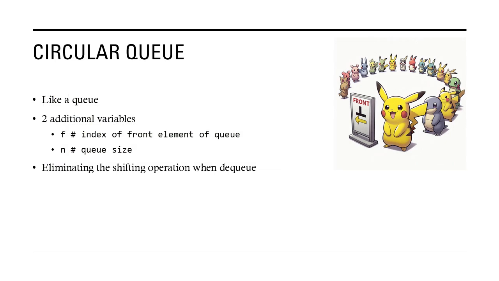A circular queue is just like a regular queue, but it does not shift the elements after a dequeue operation. Instead, it changes the size and the index of the first element. This means we use more memory space but reduce running time, especially if the queue size is large.